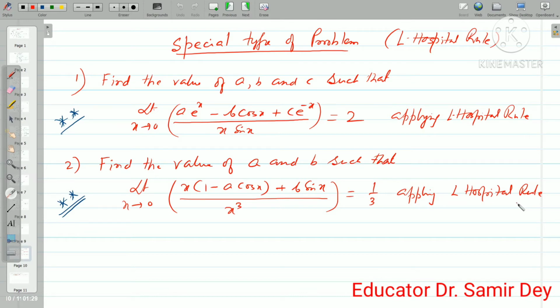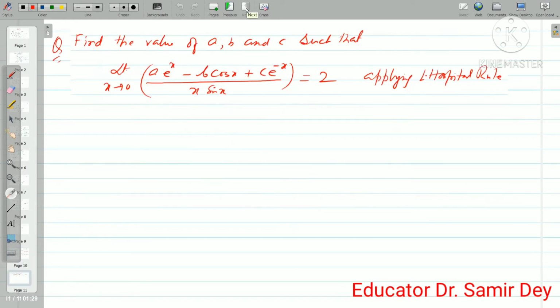Try to solve question number 1, then try to solve question number 2, because in question number 1 you have 3 unknowns. Similarly, you can find question number 2 also. Now try to understand step by step. Now the solution.